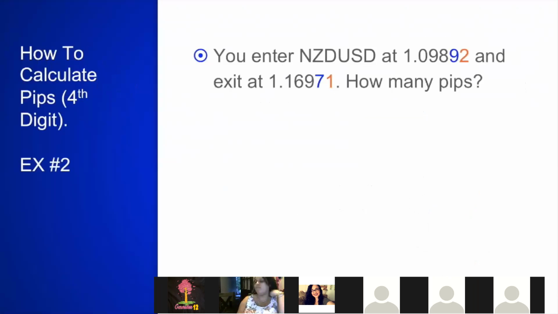So now here's our second example. You enter New Zealand dollar at 1.098. Okay, so really quick, we're just going to do this one and move to the other pair that does move 2 digits, and then we'll wrap it up. We're not going to go through this whole video. So really quick, let's just solve this one.